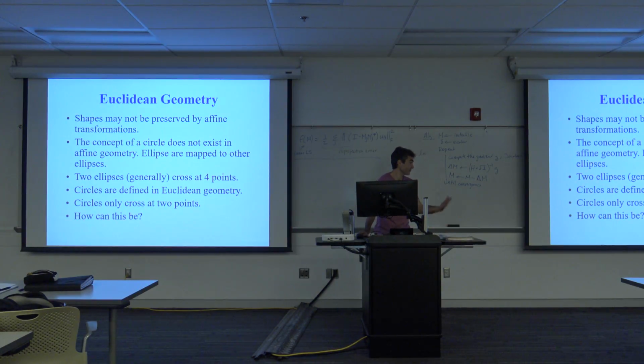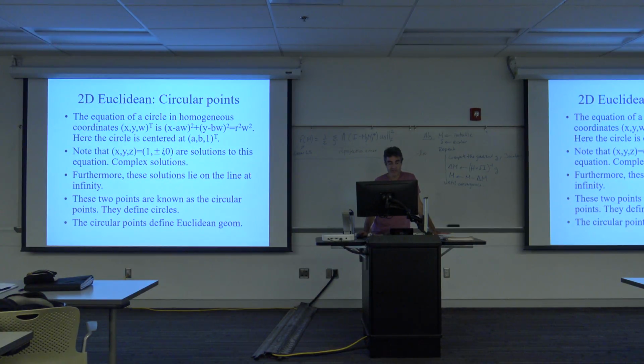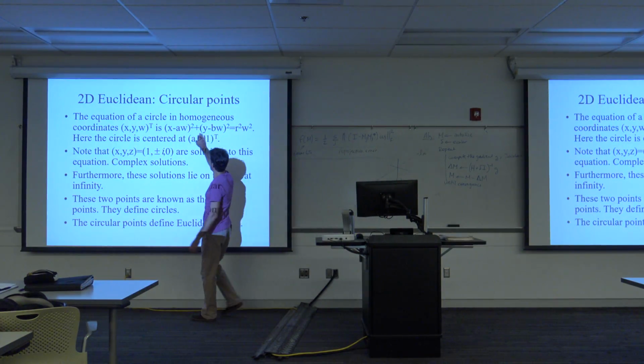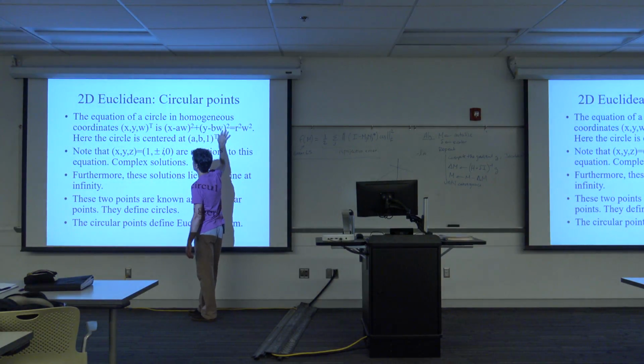So today, I have used the camera models, the weak perspective camera model, to recover the Euclidean shape. You could also use the fact that circles are circles and ellipses are ellipses to recover the Euclidean geometry. So here's an example of that. The equation of a circle in homogeneous coordinates, remember we did that here in class. So if you have x, y, w, it would be x minus aw squared. This would be the equation that we derived here in class in homogeneous coordinates.